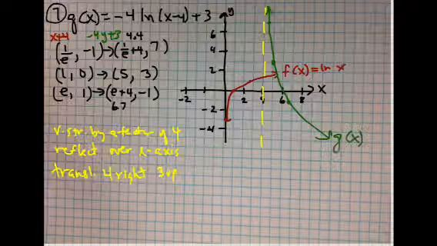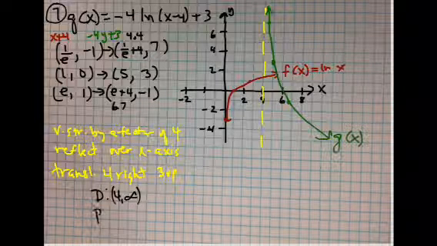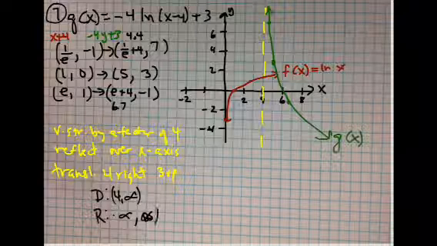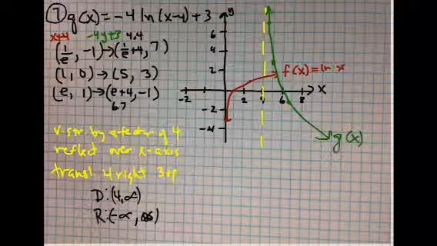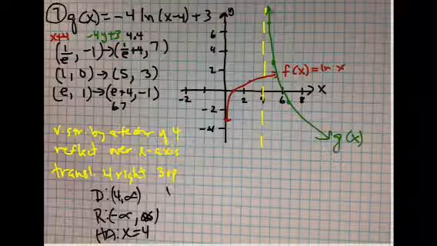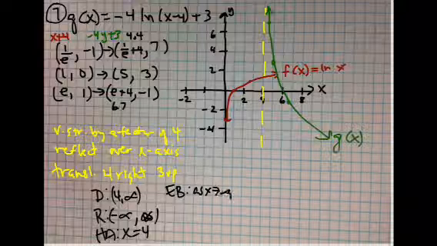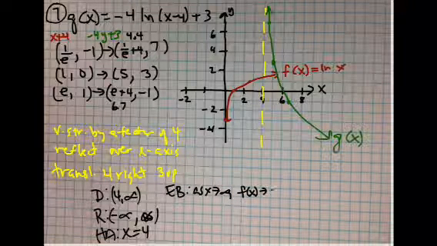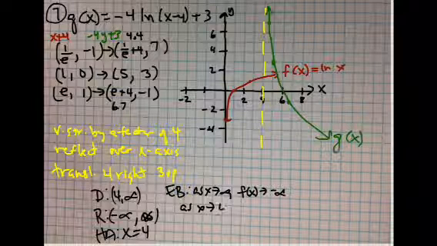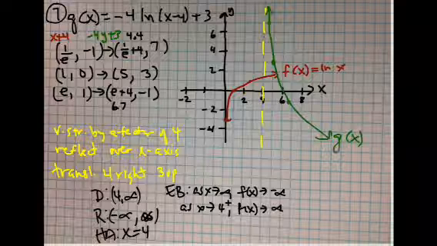So the domain is from 4 to infinity. The range is all reals. The asymptote is x equals 4. The end behavior: as x goes to infinity, f of x goes to negative infinity. As x goes to 4 from the right, f of x goes to infinity.